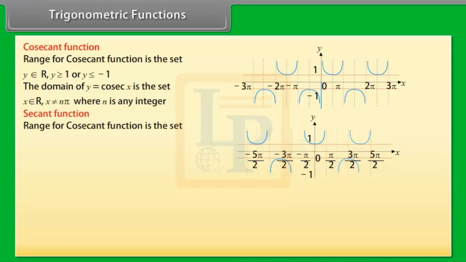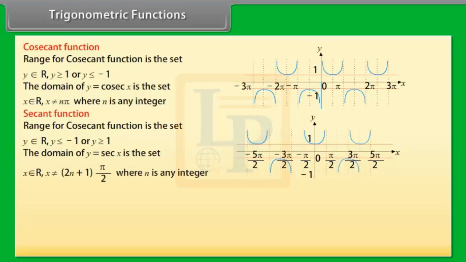Range for cosecant function is the set y belongs to real number, y less than or equal to -1 or y greater than or equal to 1. The domain of y is equal to sec of x is the set x belongs to real number, x not equal to (2n plus 1) into pi by 2, where n is any integer.